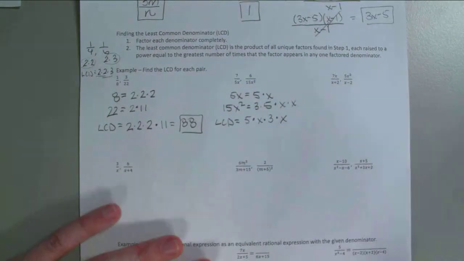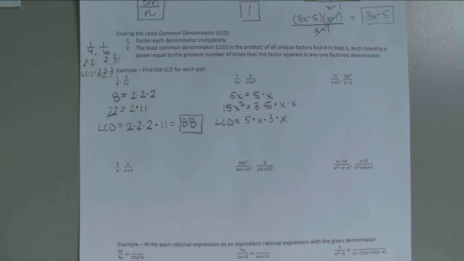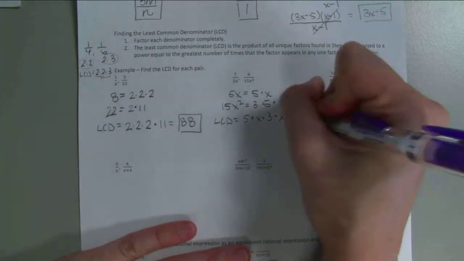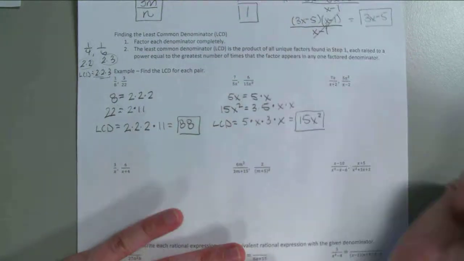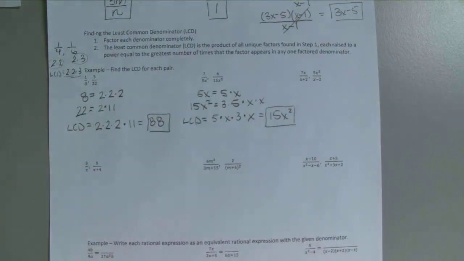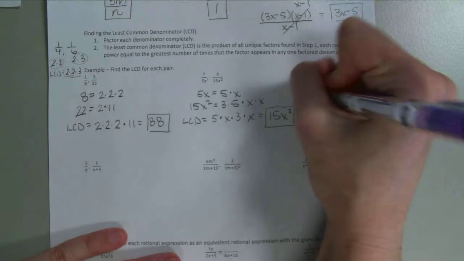So the whole idea, guys, is when you build your LCD, you should be able to see both denominators in it. Do you guys see 5x in that denominator? Yeah, those first two. Do you see 15x squared? Yeah, because 5 times 3 is 15, and x times x is x squared. So 15x squared ends up being our LCD. And sometimes that will happen, guys, right? Like if you're adding a fourth of a cookie cake and an eighth of a cookie cake, 8 would be your common denominator, all right?